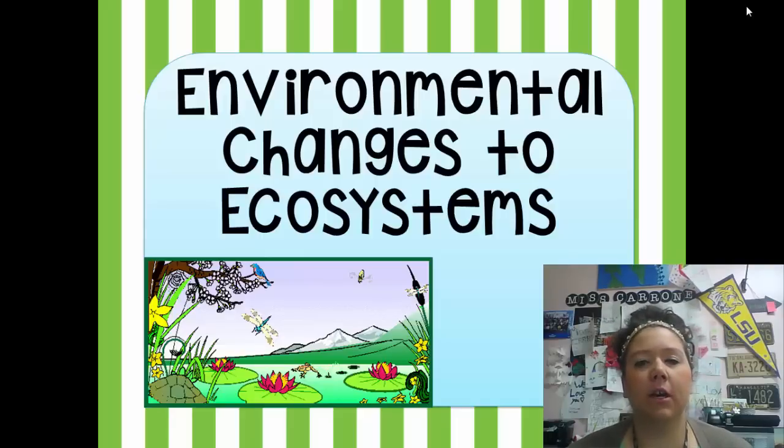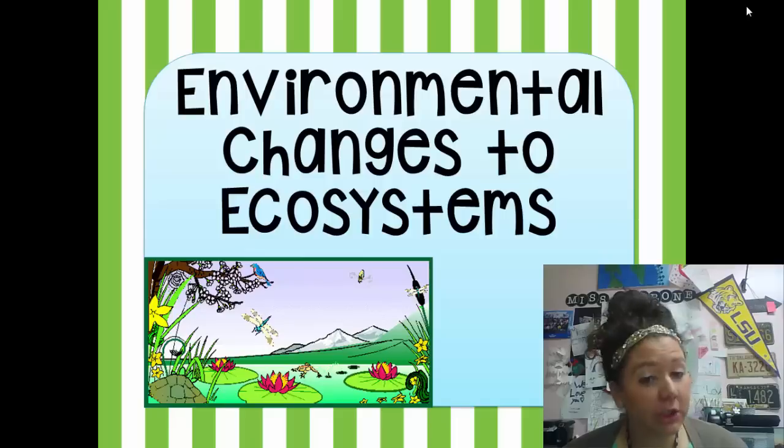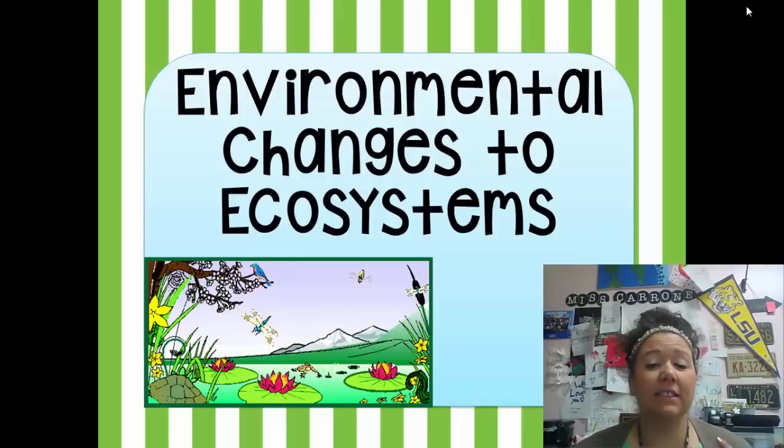And tonight we want to talk about environmental changes to ecosystems. So we're going to be talking about how different things that either humans do, other organisms do, or natural events can do to change an ecosystem, either for the better or for the worse. So you need to be on page 152 with the handout I gave you in class. You will be filling out the front and the inside as you follow along with the PowerPoint.